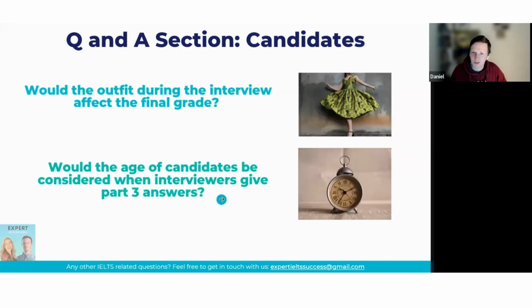Okay, great question again. Would the outfit during the interview affect the final grade? They're probably looking at this laughing, thinking, what? But it's a question I've been asked more than once. I need to wear a suit, a full shirt and tie. I need to be professional because when the examiner sees that, they're going to know I'm serious and that I'm ready. No, we're not. There's nothing on the band descriptors that refers to how they dress. Are some candidates quite casual, like t-shirt and flip-flops and shorts? Yeah, sure, I've seen that. Have I seen other people fully formally dressed in the middle of summer in a full suit? Yes. Didn't affect their score at all.